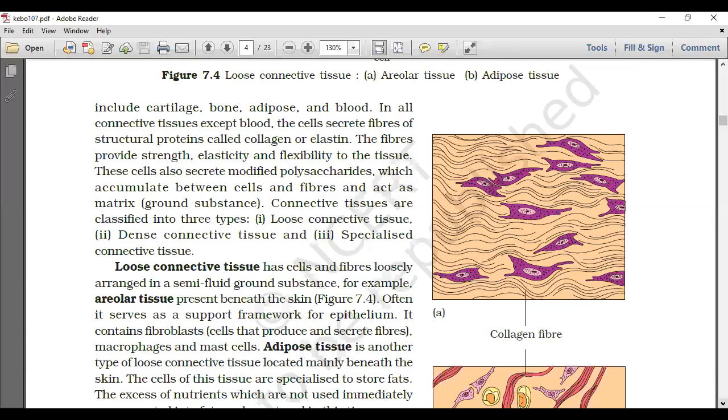The connective tissues are classified into three types: loose connective tissue, dense connective tissue, and specialized connective tissue. In all connective tissues, except blood, the cells secrete fibers of structural proteins called collagen or elastin. The fibers provide strength, elasticity, and flexibility to the tissue. The cells also secrete modified polysaccharides which accumulate between cells and fibers and act as a matrix, a ground substance.